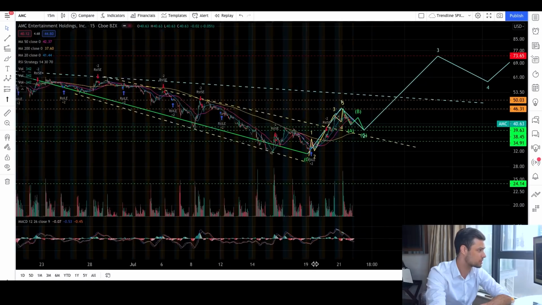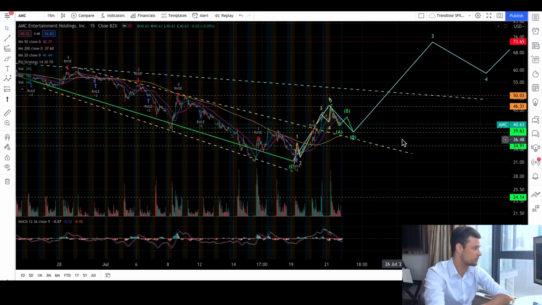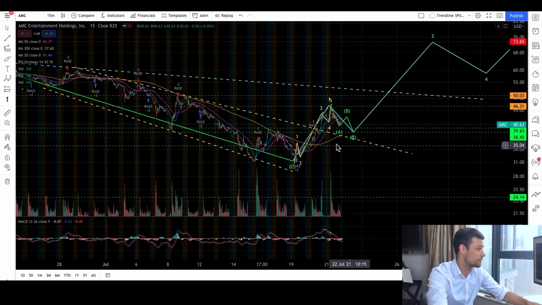So as usual, I'm going to start by reminding you what I was saying in my previous video. So basically, I was telling you guys we have 3 scenarios. The first one being we get rejected around 44, go back right away to the 38-40 area, then bounce back. The second one was we go to the 50 area, then correct and bounce back. So actually what happened is a bit between.